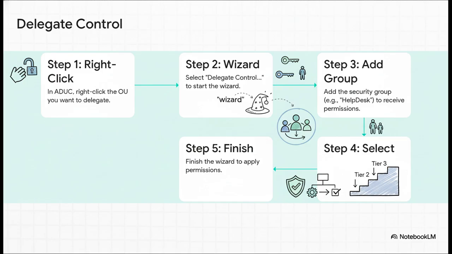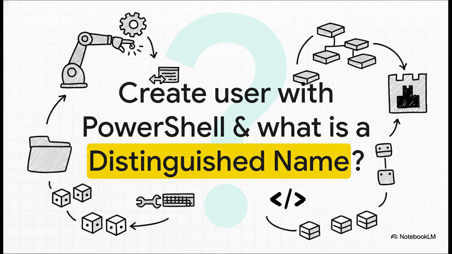And I mean a group. You should never delegate to individual users. This all fits nicely into a tiered admin model, where you protect your super powerful accounts by letting lower-tier accounts handle the daily grind. Look, creating users one by one is slow, and you're bound to make mistakes. So let's see how we automate that with PowerShell.